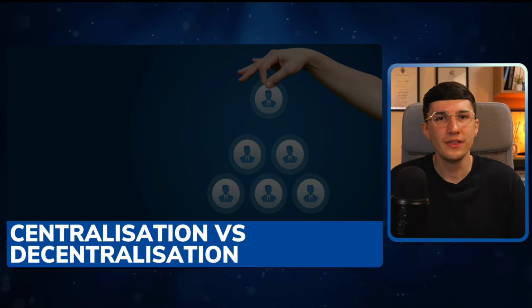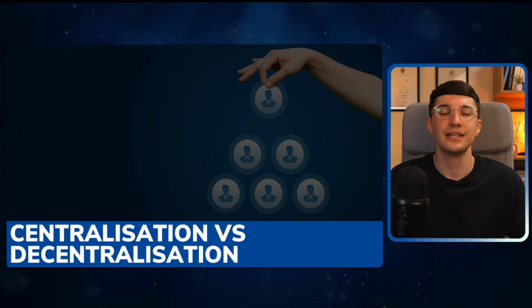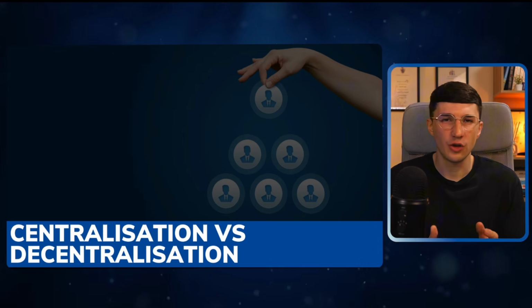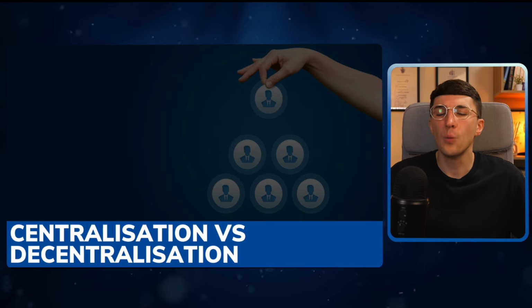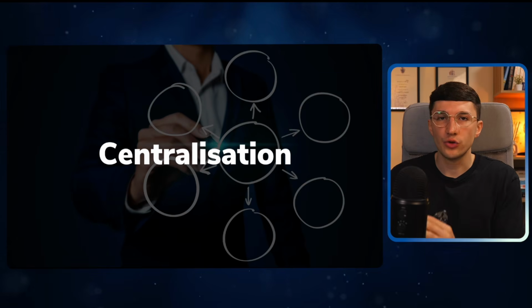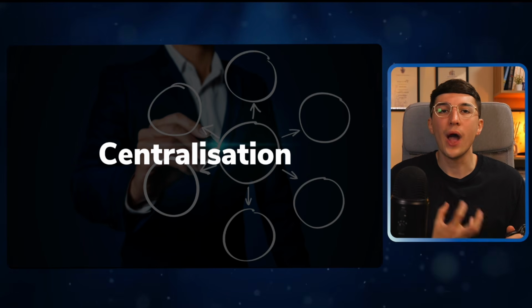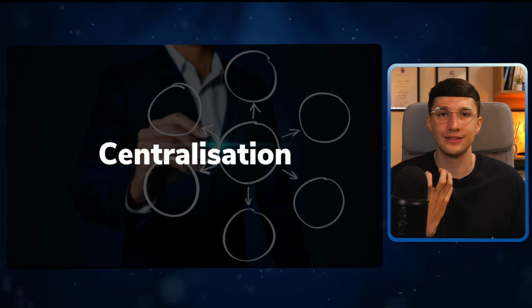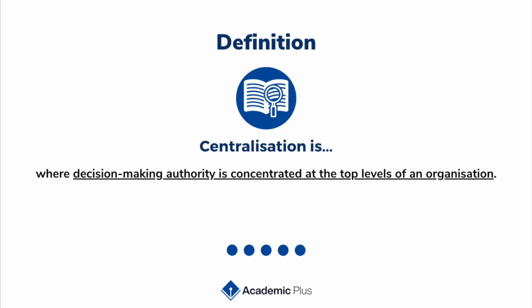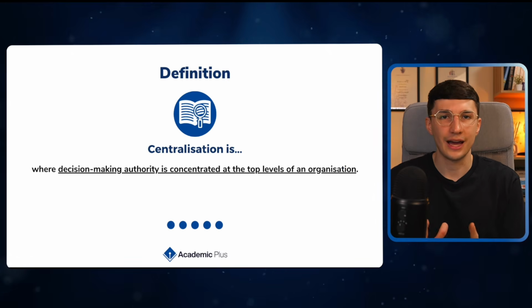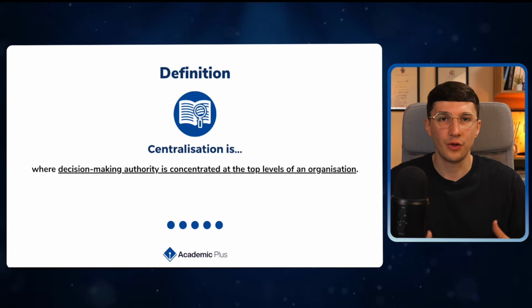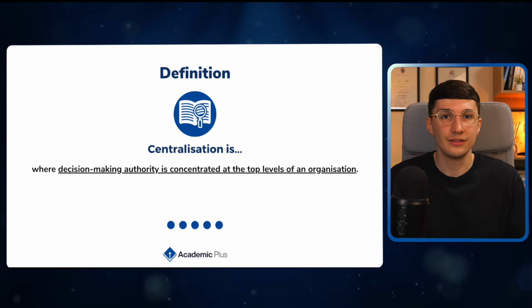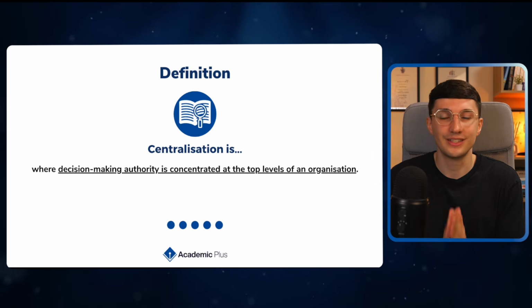The next topic that we're going to take a look at in this revision video will be the difference between centralisation and decentralisation. Once again, I've used these terms already throughout this revision video. But what do they actually mean? Well, essentially, centralisation and decentralisation are about where the decision-making power sits and where that decision-making happens. Centralisation is where decision-making authority is concentrated at the top levels of an organisation. Remember that concept of delegation that we spoke about, where we're passing on that authority to someone else so they can make the decisions? There's not much of that when we look at centralisation.